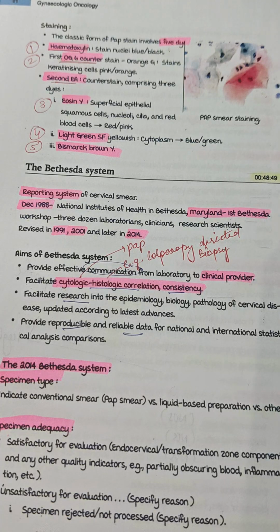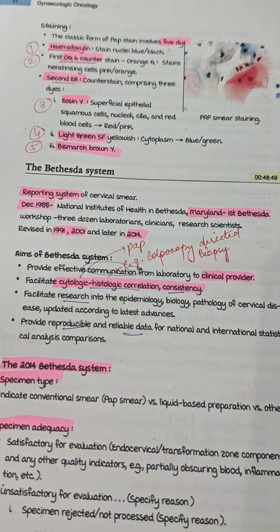Now, for staining of the slides, either for pap smear or liquid based cytology, these slides can be stained through 5 dyes. First one is the hematoxylin dye. This hematoxylin dye stains the nuclei blue and black. Then OG6 counterstain. OG6 stains the keratinizing cells pink or orange.